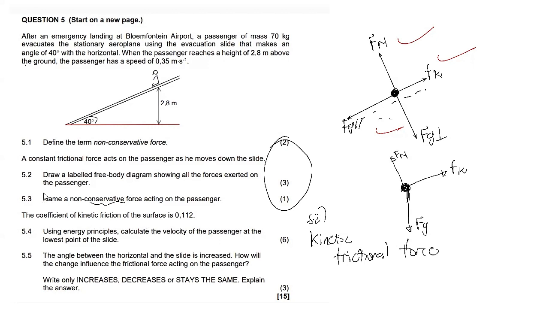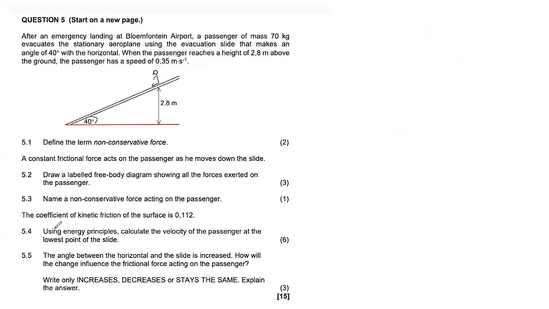Right. Then let's now go. The coefficient of kinetic friction of the surface is 0.112. Now, I always make you note that every time we are given the coefficient of kinetic friction, then we know the next step is to calculate the kinetic friction.